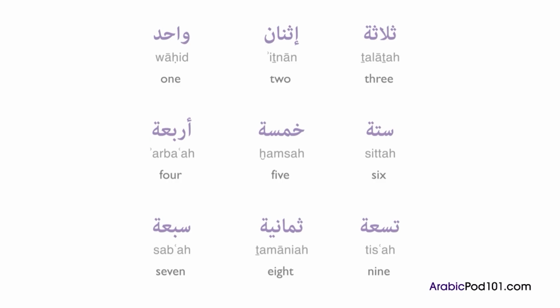Okay, now repeat after me. I'll say the digits and give you time to repeat each one. واحد. اثنان. ثلاثة. أربعة. خمسة. 6 7 8 9.